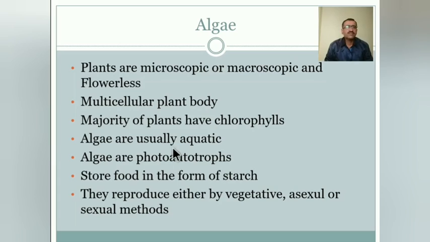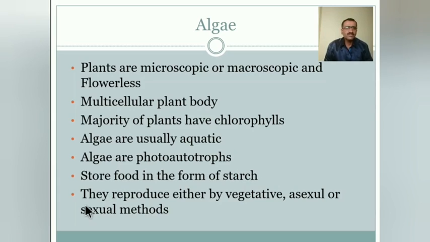Next one is the stored food material. Here they store food material in the form of starch. In algae, in photosynthesis, they accumulate carbohydrate, and the excess amount of food material or carbohydrate is converted and stored in the form of starch. This is another important character of algae.